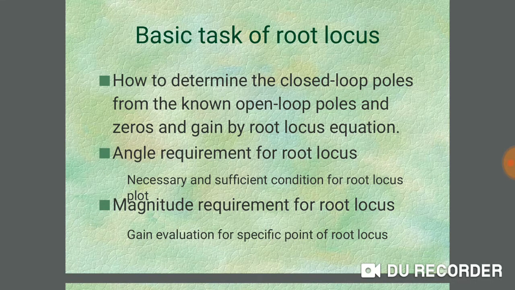The basic task of the root locus is to determine the closed loop poles from known open loop poles, zeros and gain by the root locus equation. There are some requirements: the angle requirement for the root locus, which is a necessary and sufficient condition for the root locus, and the magnitude requirement, which is the gain evaluation for a specific point of the root locus.